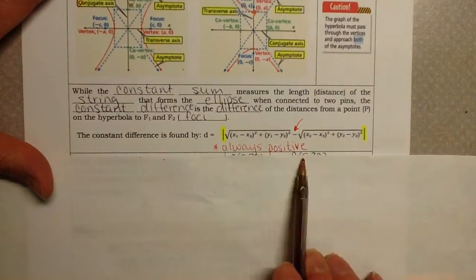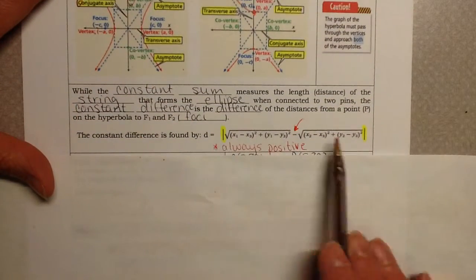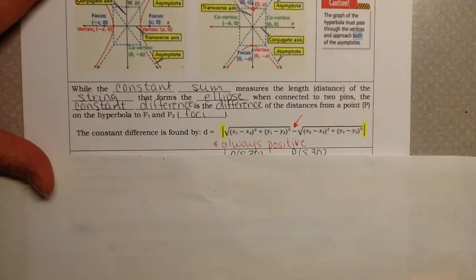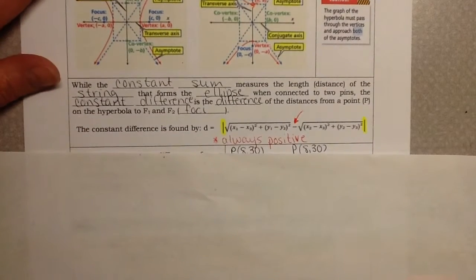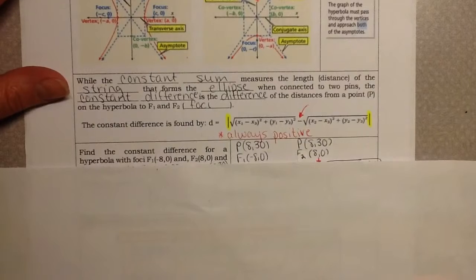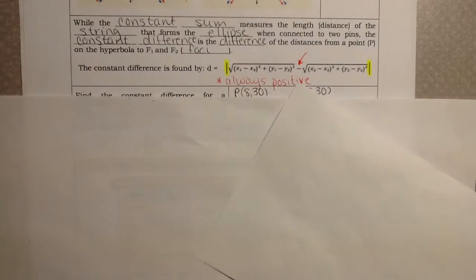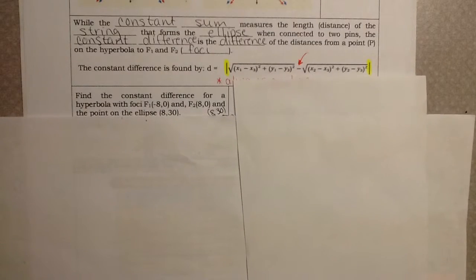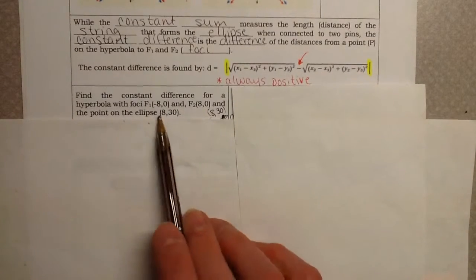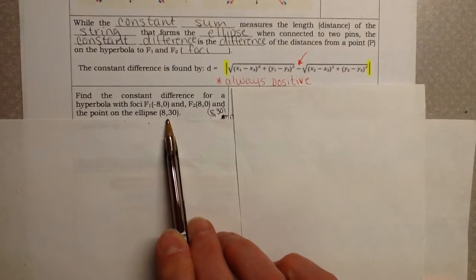This is always going to be positive, so you're going to take the absolute value. I highlighted that. You might want to make a little note of that, or just know that we're always talking positive distance. All right, so we have an example here where we are going to find the constant difference for a hyperbola with these two foci and a point on the hyperbola.